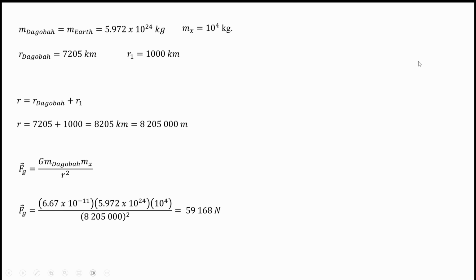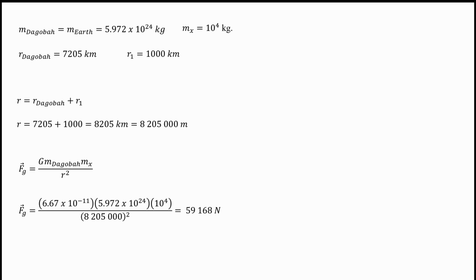Thus, in the absence of any contradictory lore, it is reasonable to approximate that the mass of Dagobah will be close to the mass of Earth, which is 5.972 times 10 to the 24th kilograms. And then our planetary radius, of course, is half our diameter, which is 7,205 kilometers.